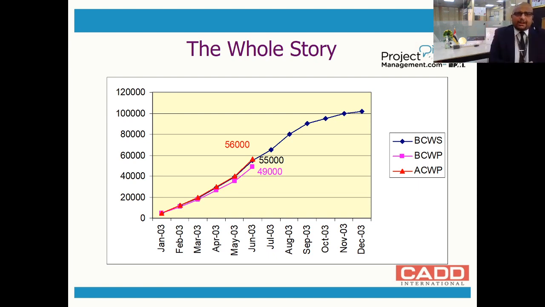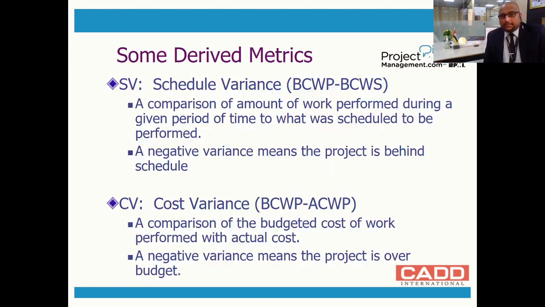You are consolidating the entire report into just three variables: the actual value, the planned value, and the earned value. The benefit is that when you put up the report, it can be easily derived. What can be easily derived? The schedule variances and the cost variances. So what is the schedule variance? It means how much you have deviated from the schedule.